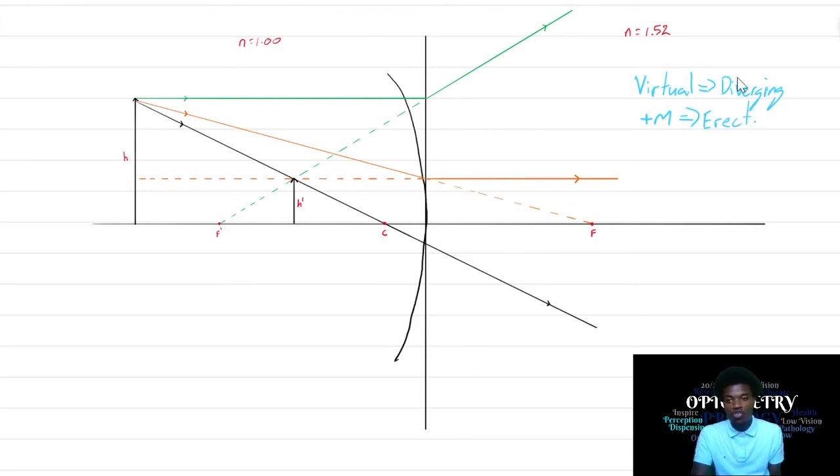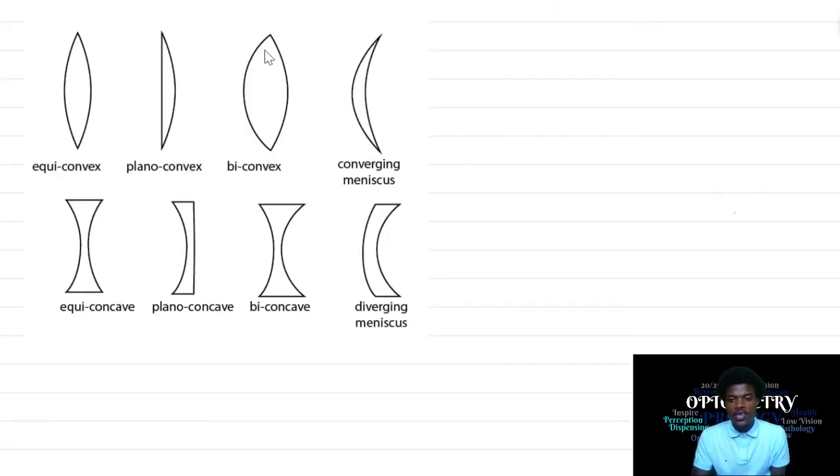So now that we have gone through refracting surfaces, we are going to go into what we call thin lenses, and this will be the last part. Then we'll do some examples just to clarify certain things. As we can see here, we have 8 different types of thin lenses. We have the equiconvex, the plano-convex, biconvex, converging meniscus, equiconcave, plano-concave, biconcave, and diverging meniscus.